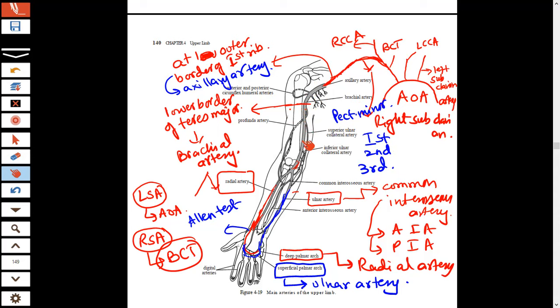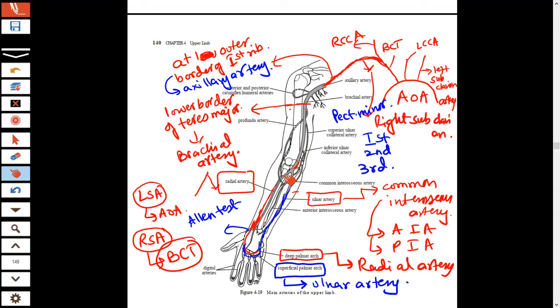And now this brachial artery is going downward, passing to the cubital fossa, as it is a content of the cubital fossa. Remember MBBR: median nerve, then you have your brachial artery, then you have the tendon of the biceps, and then you have your radial nerve. MBBR.